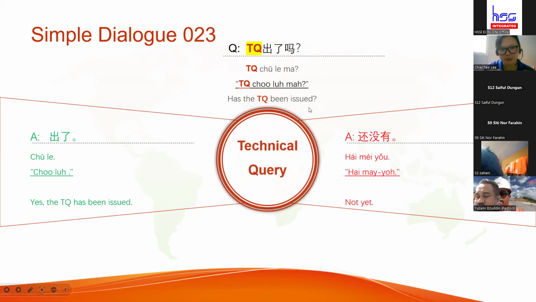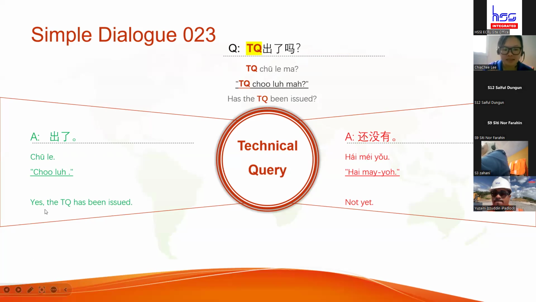So we can check with them. Has the TQ been issued? TQ is the short form of technical query. TQ 出了 issue 吗 question particle. 出了, one is first tone, one is neutral tone. 出了 and then 吗 is question particle. Yes, it's quite familiar, right? Because last time we have it in the NCR and SIR, correct? This is the same sentence structure. So TQ 出了吗? Has the TQ been issued?